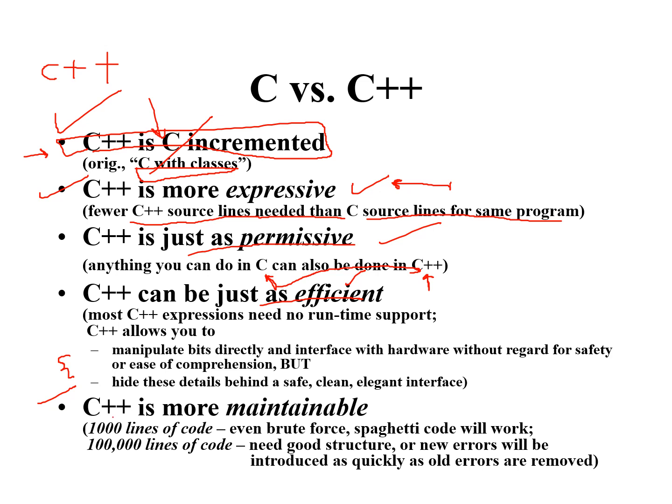Okay, the C++ language is even more maintainable. For 1,000 lines of code, even brute force spaghetti code will work. If you have written code like a mess, if it is correct, it will work. If it is incorrect, it is obviously not going to work. But if it is correct, even if your code is a mess, looking like spaghetti, it is still going to work.